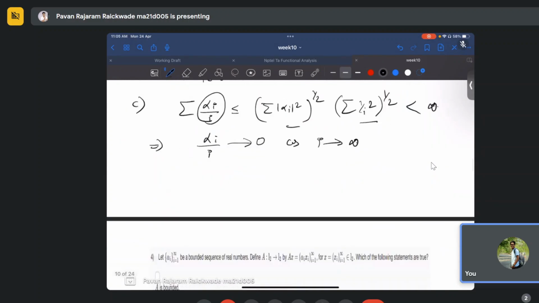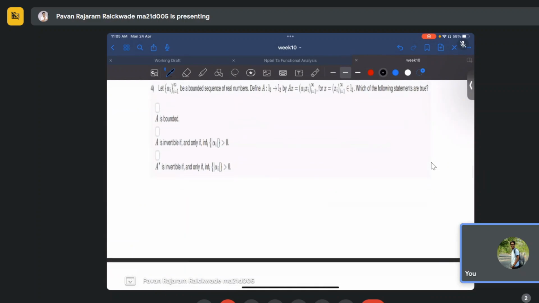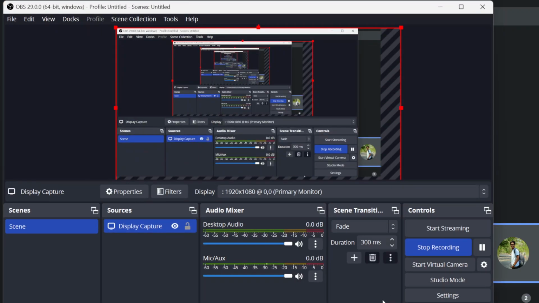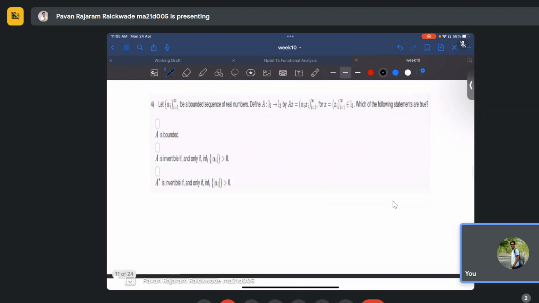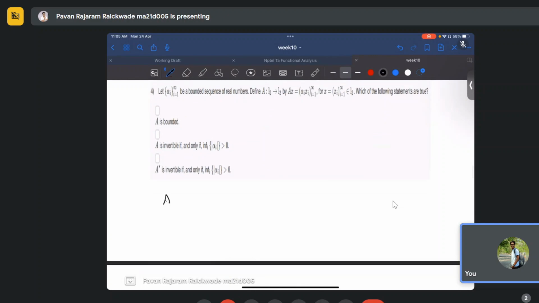Let's move to the next one. Question number 4. Question number 4 asks: if alpha i is a bounded sequence of real numbers and A is the operator defined as earlier, Ax equals alpha 1 x1, alpha 2 x2, and so on, which of the following statements are true? A is bounded. A is invertible if and only if the modulus of alpha is positive.